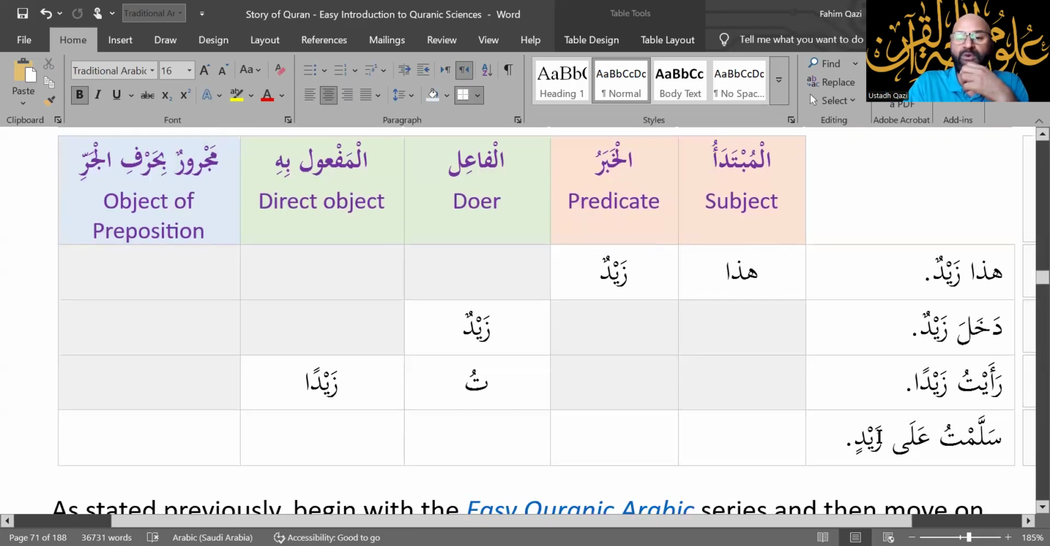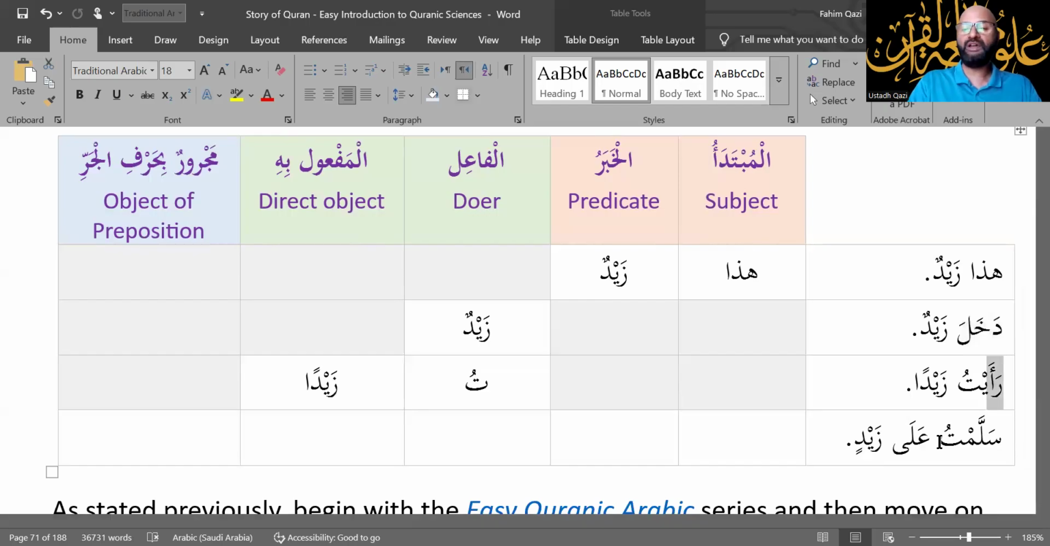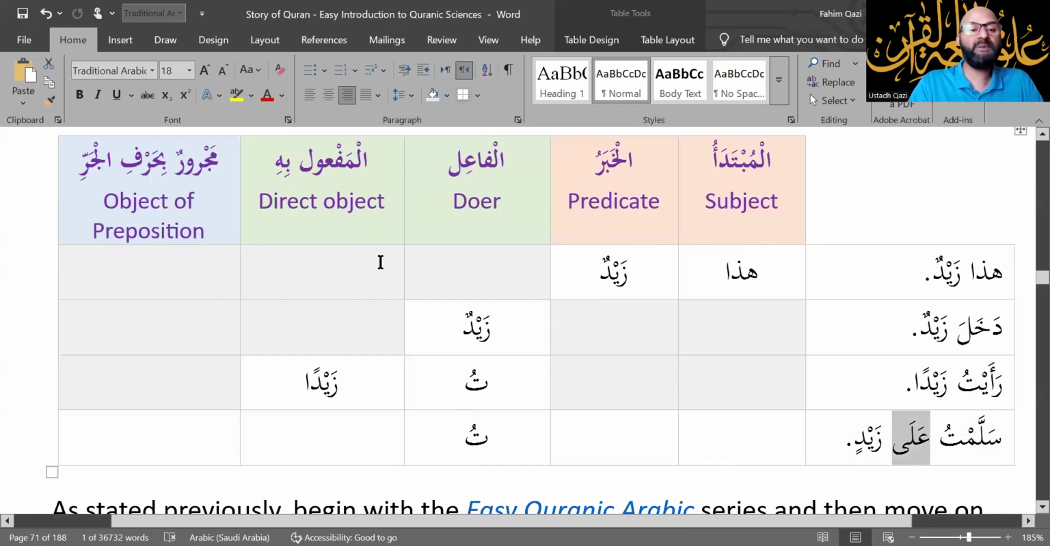All right, we've got one more to do. Sallam, which is form 2, right? So dakhala is form 1, ra'a is form 1. We've got form 2, sallam fa'al. Again, you get the tu, which is the doer. So we're going to put the doer here. And then you've got ala, which is the preposition. Ala, harf jar, is the preposition. And Zaydin, notice the ending of the word Zayd, in, right?